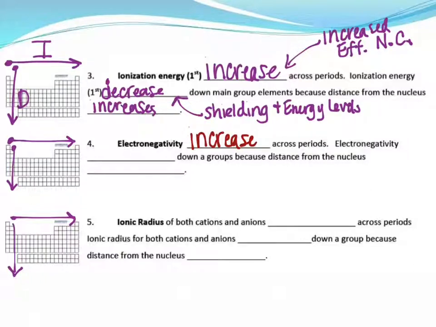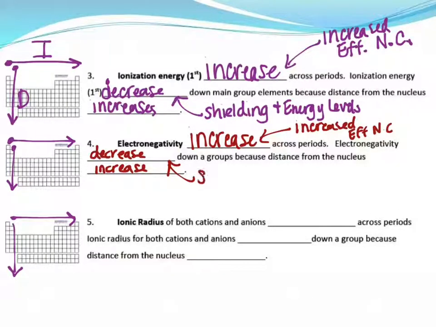Okay, so these two do the same thing. It increases across a period because of increased effective nuclear charge. And it's going to decrease down a group because our distance from the nucleus increases. Again, this is because we have more shielding and more energy levels.